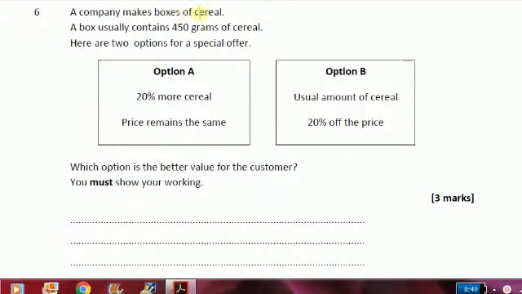Number 6, a company makes boxes of cereal. A box usually contains 450 grams. Here are two options for a special offer. You could either have 20% more cereal and the price remains the same, or option B, usual amount of cereal but 20% off of the price. Which option is better value for the customer? You must show your working.